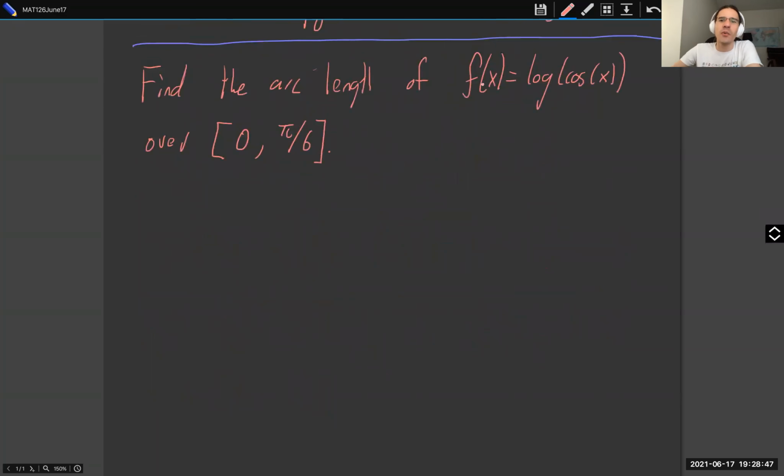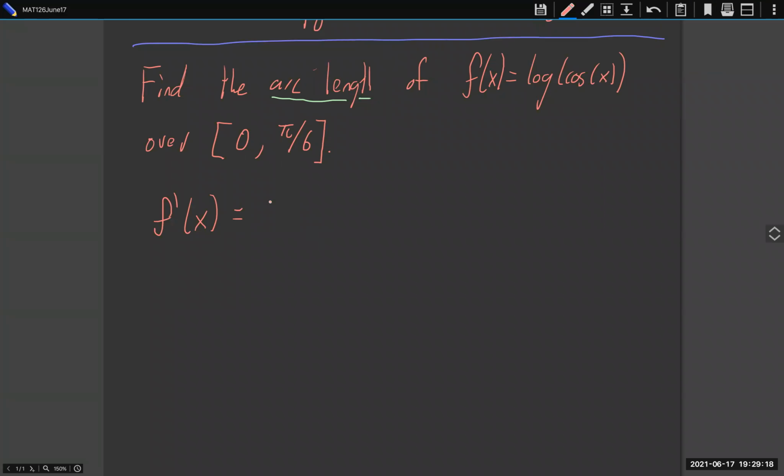Okay, so we look at the problem. The problem asks us to find an arc length. So we know that the expression 1 plus the derivative of f squared, so the square of the derivative, is going to be important. So a great place to start would be to calculate what the derivative is. And what is the derivative? What rule am I applying? Chain rule? Exactly.